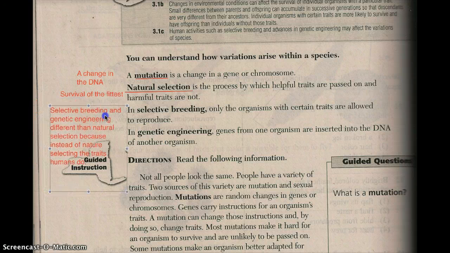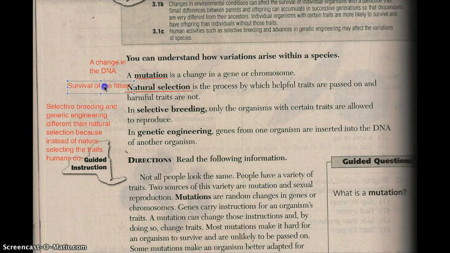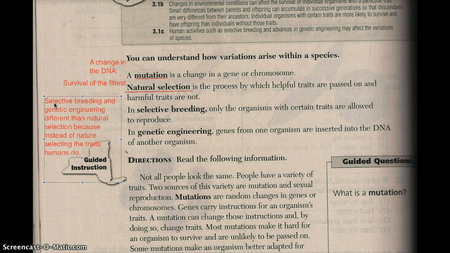Now, the next two, selective breeding and genetic engineering, are different in two key ways, okay? Selective breeding and genetic engineering are different than natural selection because instead of nature selecting the traits, humans do. And one is done by choosing who mates with who, and one is actually done by manipulating the DNA. So let's read. In selective breeding, only the organism with certain traits are allowed to reproduce. In genetic engineering, genes from one organism are inserted into the DNA of another organism. So again, natural selection happens in nature, and selective breeding and genetic engineering happen with human intervention.